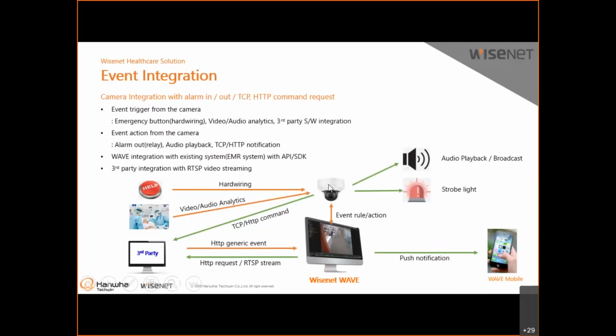And the camera can send an event action to, maybe, audio playback, or you can connect a strobe light to the camera output relay. And also, the camera can send this TCP and HTTP command to some third-party system. And also, from the third-party system, you can send an HTTP generic event to Wave, and Wave can send an event notification to Wave mobile, or maybe an HTTP request or HTTP stream to the third-party system. This is how you can integrate with a third-party system from the hospital.